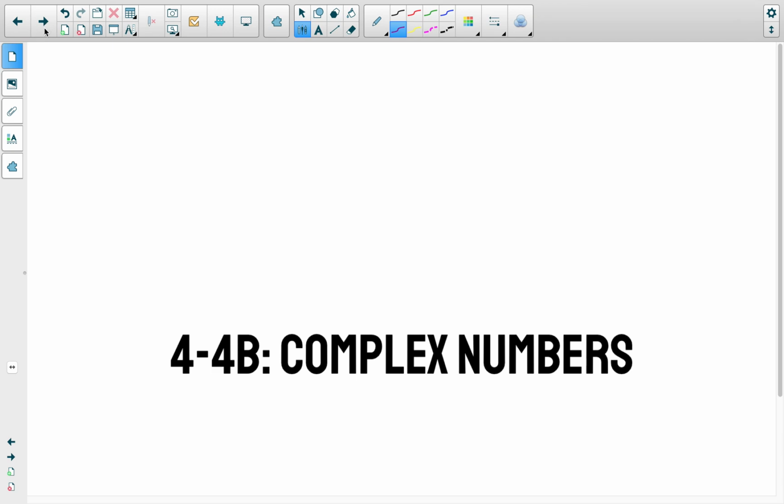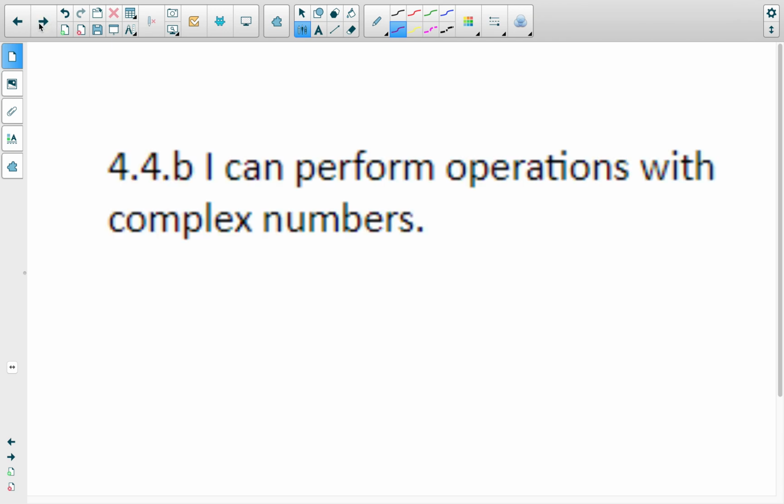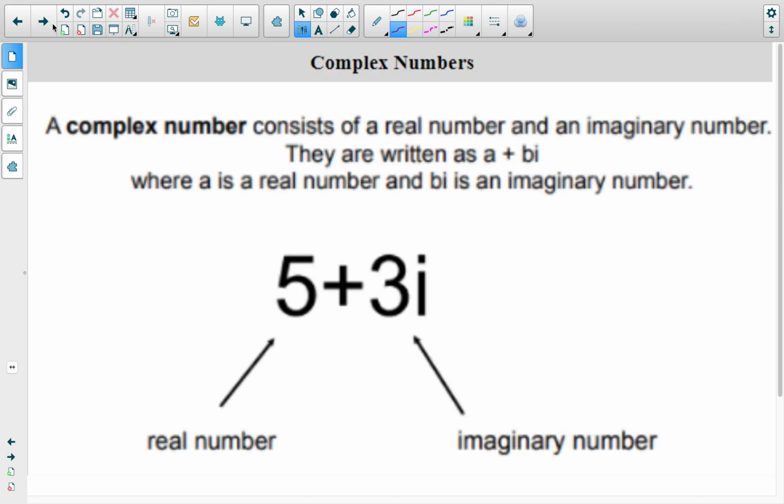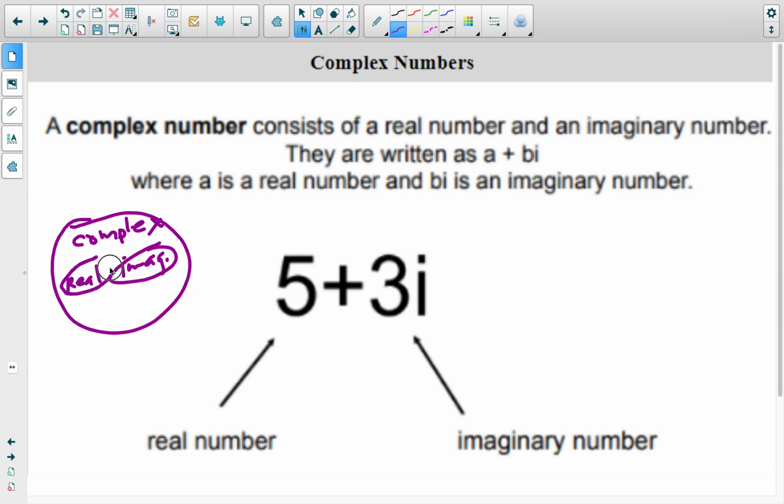Okay, so this is 4.4b, complex numbers. We want to be able to perform operations with complex numbers. So a complex number, remember that diagram that we looked at, where there's complex numbers, and then we're split into real and imaginary. Then the real numbers are split further into rational and irrational, and then rationals are split further into integers, whole numbers, natural numbers, right? So this is complex numbers, which is the outer label.